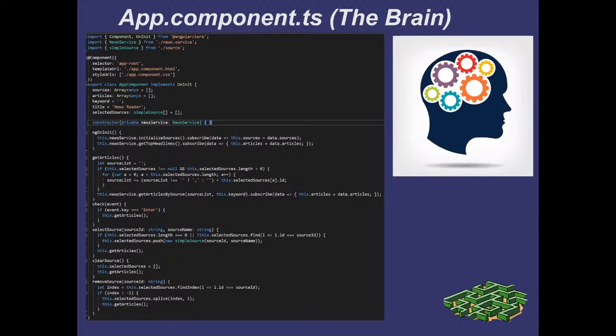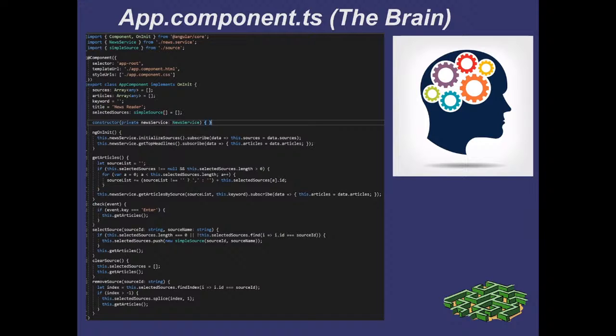Then they could also instead select a single source that they want to limit it to, or add to the list of sources that it's limited to. So the select source event is what handles that. And all it does is add that source to the list of selected sources and then get the articles again.